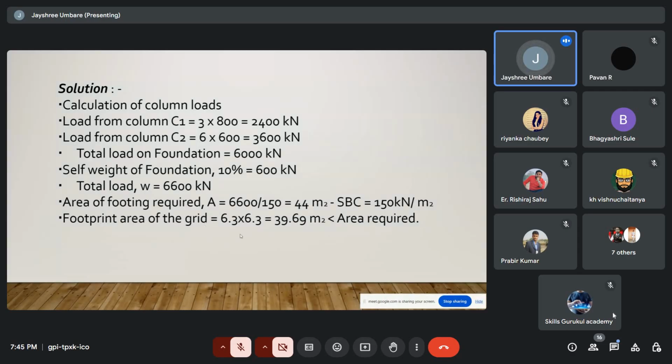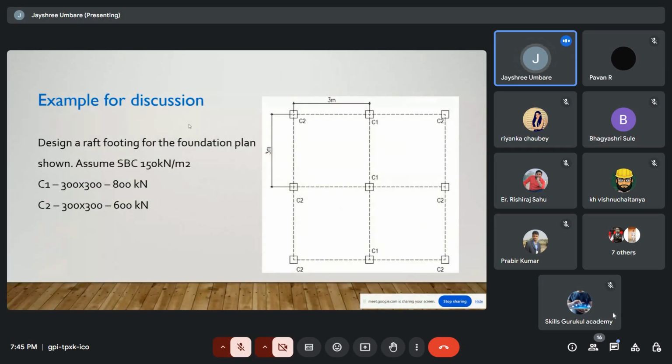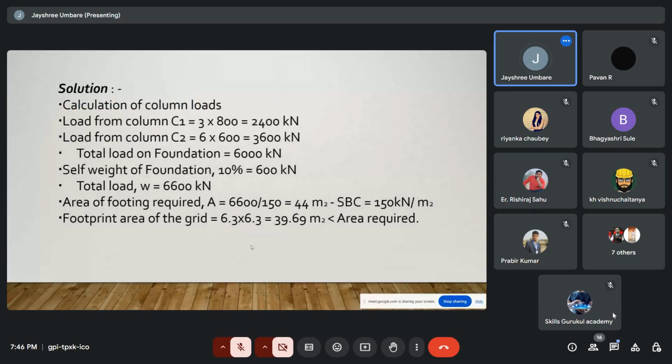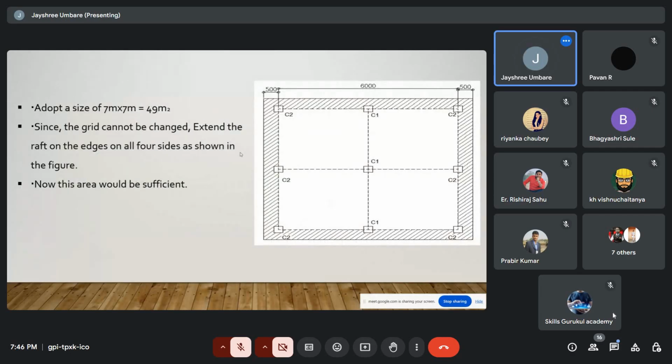Footprint area of the grid is 6.3 into 6.3. How is 6.3 considered? Center to center distance is 3 and 3, and then there is the cantilever. It is a 300 by 300 column, hence above this level it is 150, and beside this it is 150, hence it is 6.3, and it is the same in both directions. It comes to 39.69 meters square, which is less than the area required.